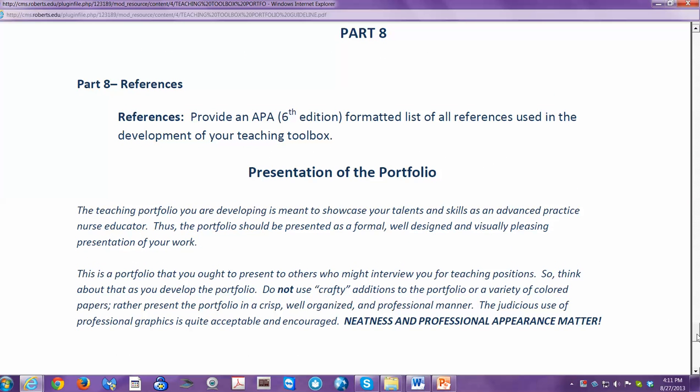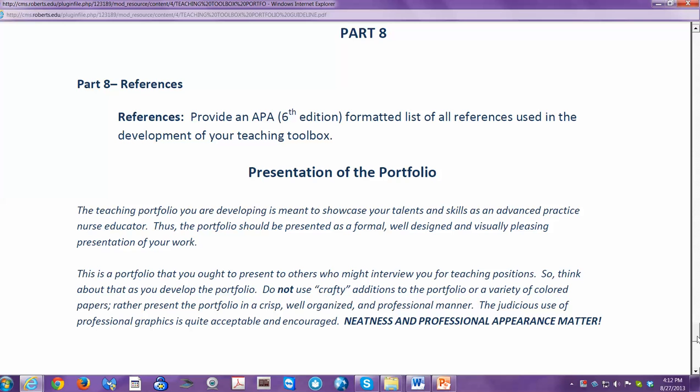That's it. And other than that, you want to be sure that your portfolio is professional looking. It is clean and neat, doesn't look messy. This is a portfolio that you want to be proud to share with others. Don't dress it up with crafts or little engaging material in it, because this is really meant to be a professional portfolio that you would bring to an interview. Certainly you can put graphics in it that are professional in appearance.